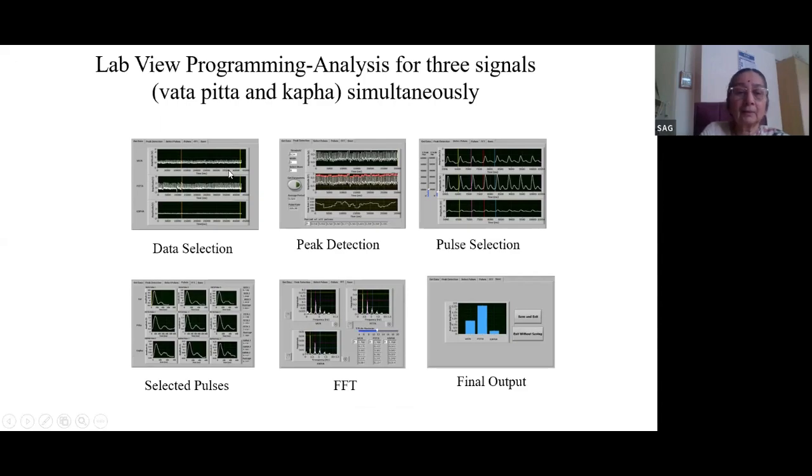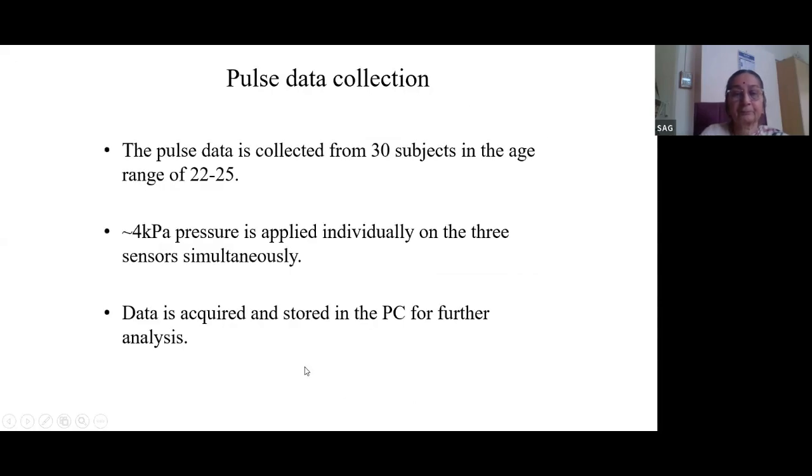Then to see the data simultaneously and regularly, we can select some pulses and magnify them, and see more details of the pulses. The selected pulses are of this type. This is the FFT, and all these things you can do using the same program. The program was developed for this purpose.